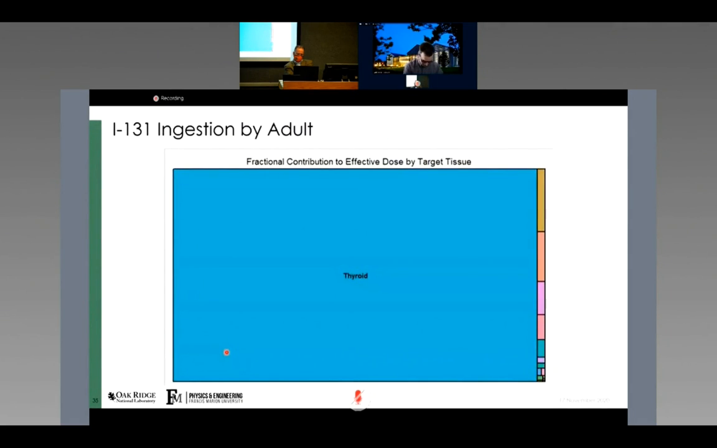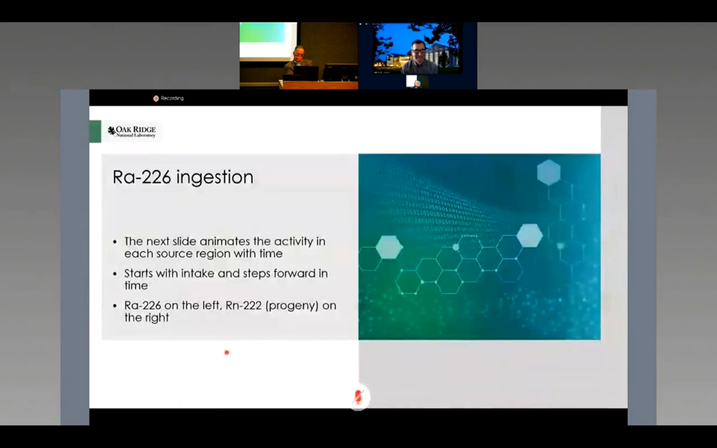Here's fractional contribution to effective dose. Very boring, but we like seeing boring when we expect it, right? All right, and the other thing that boring does is it sets us up for the more interesting cases, right? So here's radium-226 ingestion. I'm going to show you something a little bit new or a little bit different. The next slide is actually going to be an animation that shows you activity by source region stepping forward with time. And you're going to see two plots. On the left is going to be radium-226. On the right is going to be the radon-222 progeny of radium-226.